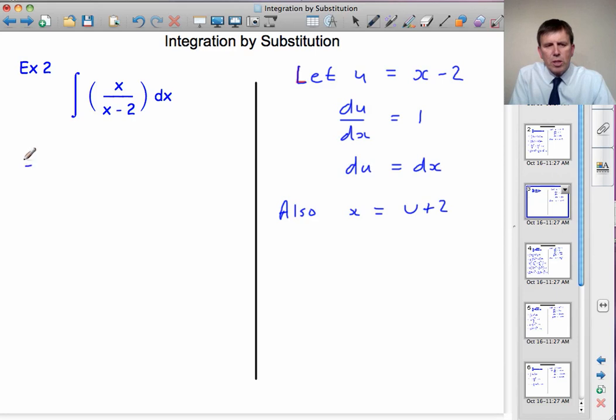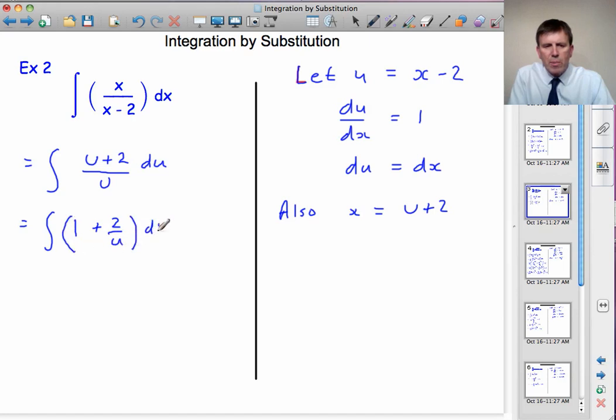Now the integral will become the integral of, instead of x, I've got u plus 2, and instead of x minus 2, I've simply got u. And the dx is replaced by du. So I've now got an integral with respect to u. And I can split this by saying u divided by u is 1 plus 2 over u. And now I'm in a position to integrate this with respect to u.